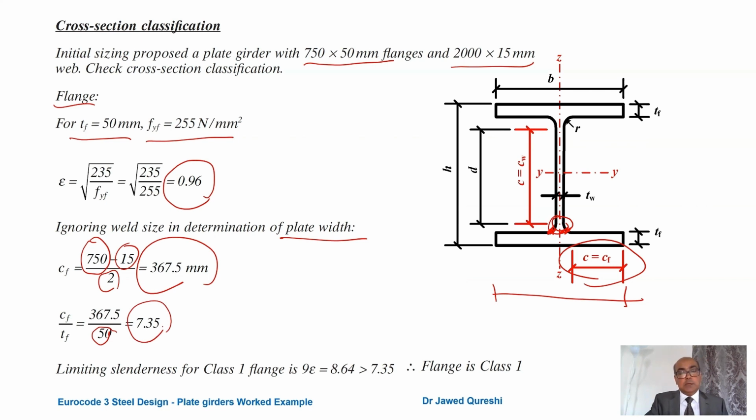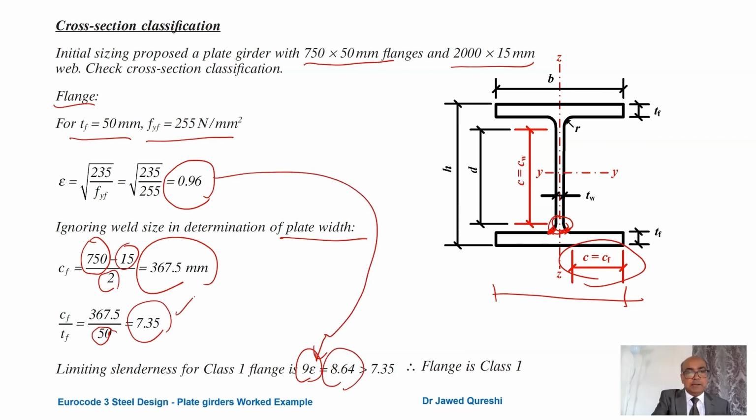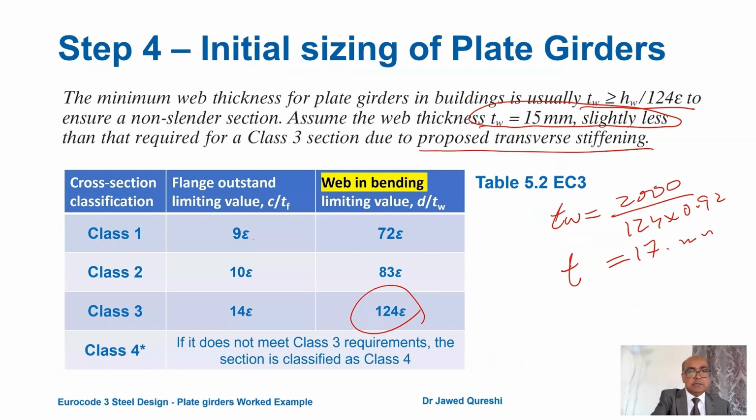The limit for class 1 flanges is 9 epsilon. So 9 multiplied by epsilon, epsilon is here, we get 8.64. 7.35 is less than 8.64. It means that flanges are class 1. This is the limit for class 1.